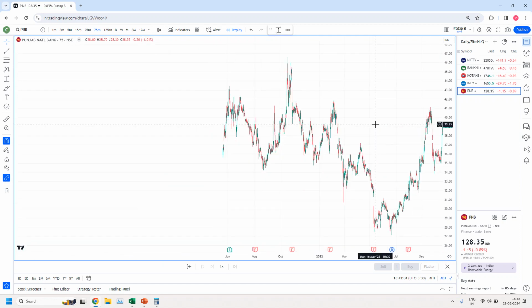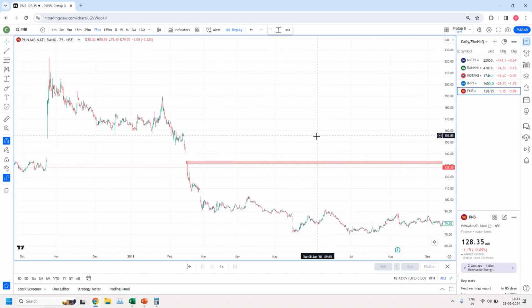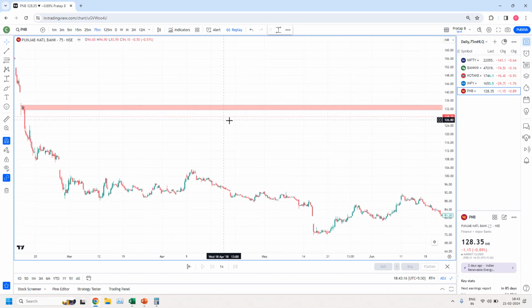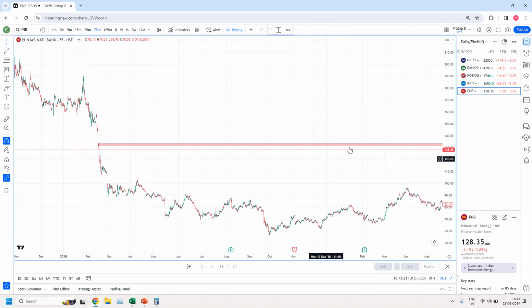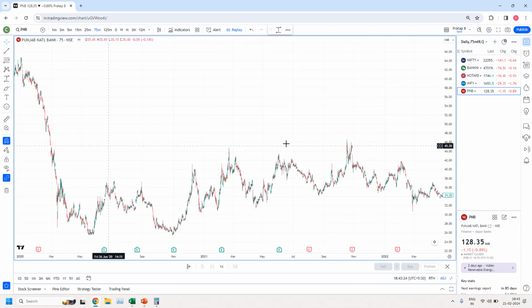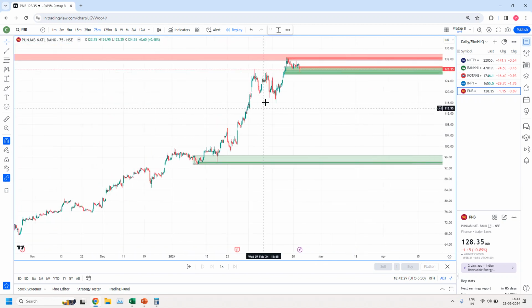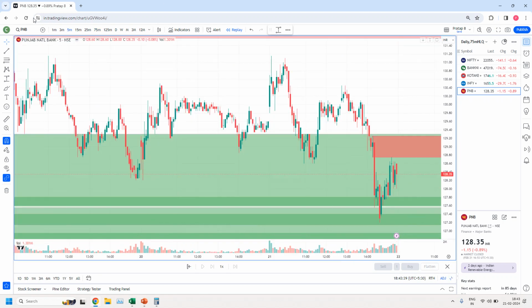But this supply zone is a very old zone. When it was created in February 2018, that means we cannot fine tune this zone with 15 minutes and 5 minutes. But recently prices entered into this zone once. So at the time a new 15-minute zone was created. Here prices entered, here new 15-minute zone is created. Let me show you that in the 15 minutes time frame.